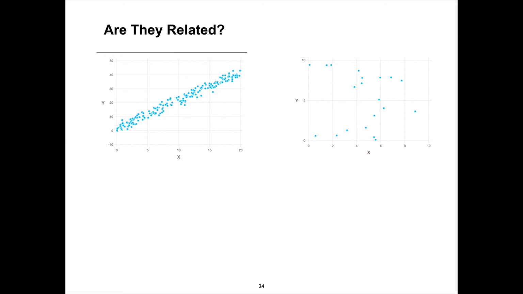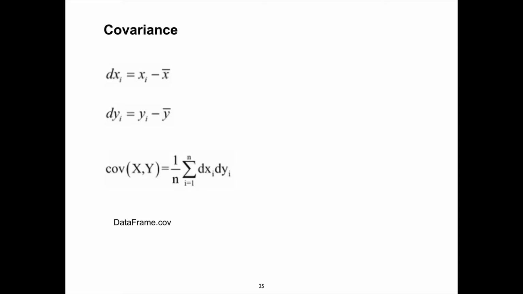Right? And the problem becomes, how do we tell when they're related? When is a linear regression a good model? Of course, mathematicians and statisticians have been on this for a long time, right? And so they have several measures.